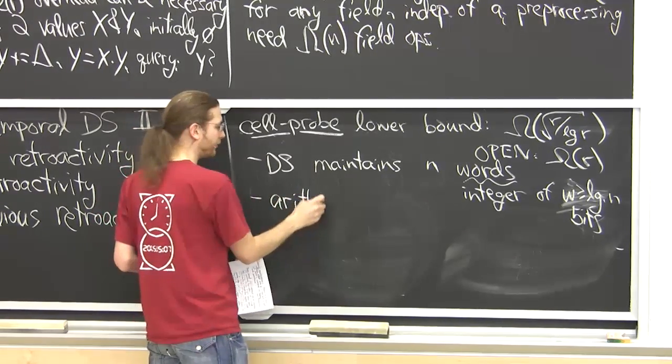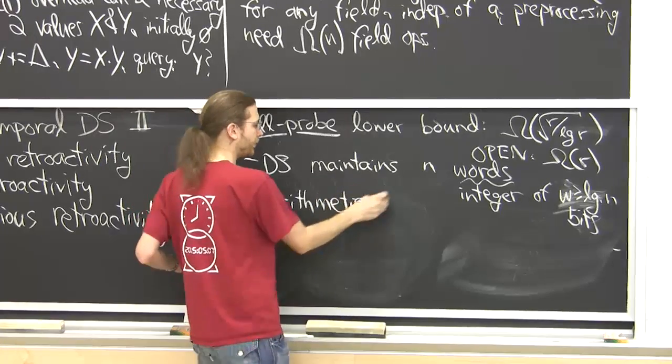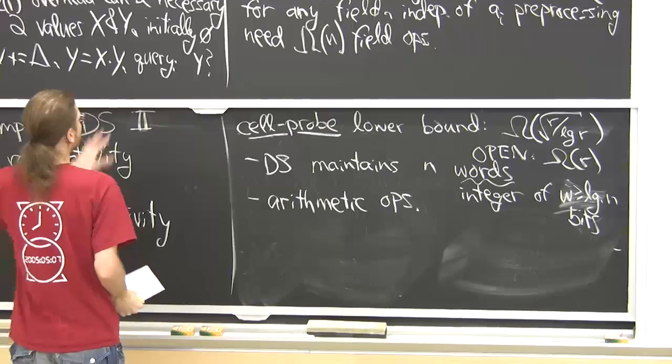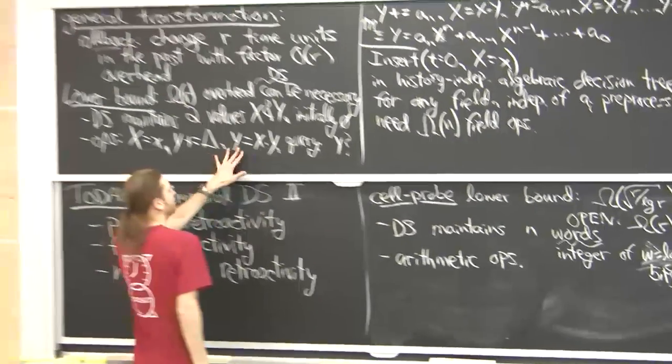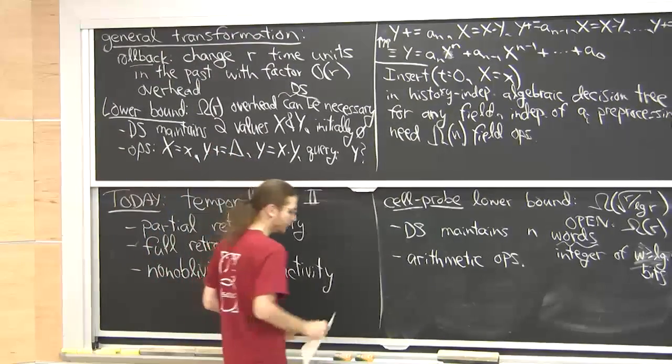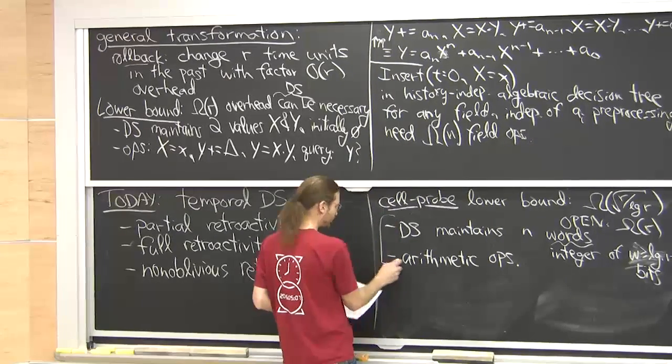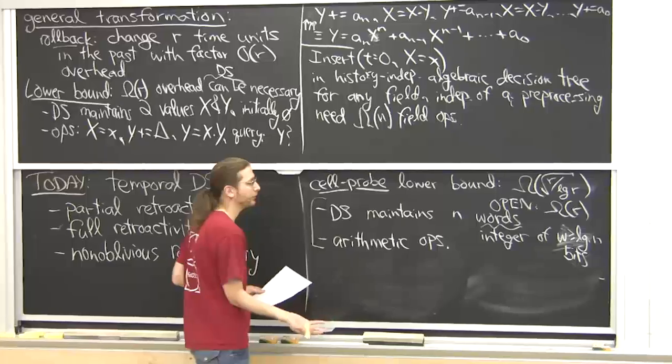And the operations, the updates you're allowed to do, are arithmetic operations. So it's a generalization of this problem. You can do addition, multiplication, division, just basic stuff. So that's the data structure we're trying to do. And at the end, you can query what is the value of this word.